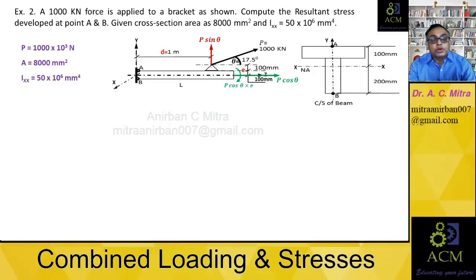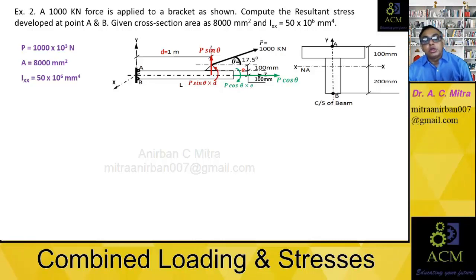Similarly, if you transfer P sin theta to that axis point, then due to this P sin theta, there is a vertical load applied and another moment applied due to the distance D. So it will be P sin theta into D. So you can understand that two forces are applied, P cos theta and P sin theta, as well as two moments applied, P cos theta into E clockwise and P sin theta into D anti-clockwise, at points A and B.